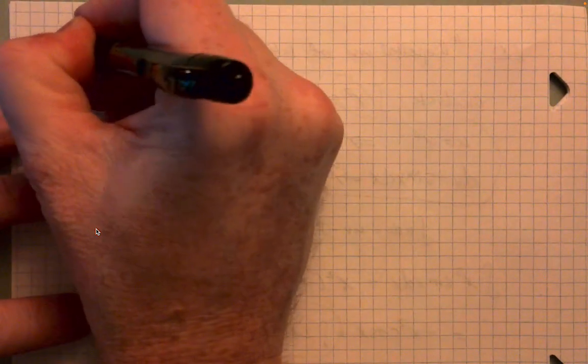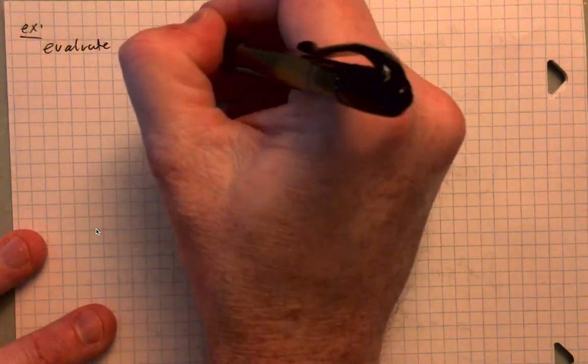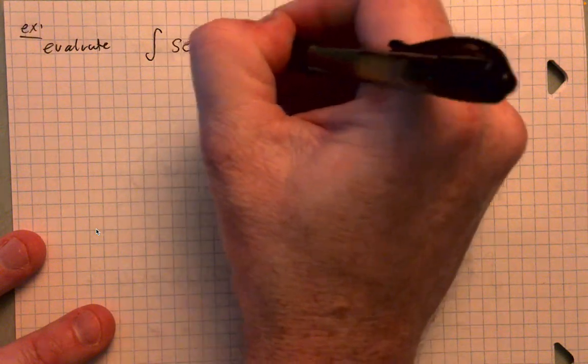Perfect. Great. Now there's another very interesting example that can come up when using integration by parts. So let's take a quick look at this example. This is one that I thought was pretty interesting when I first encountered it. Let's try to evaluate, this is an example, evaluate the integral of secant cubed x.